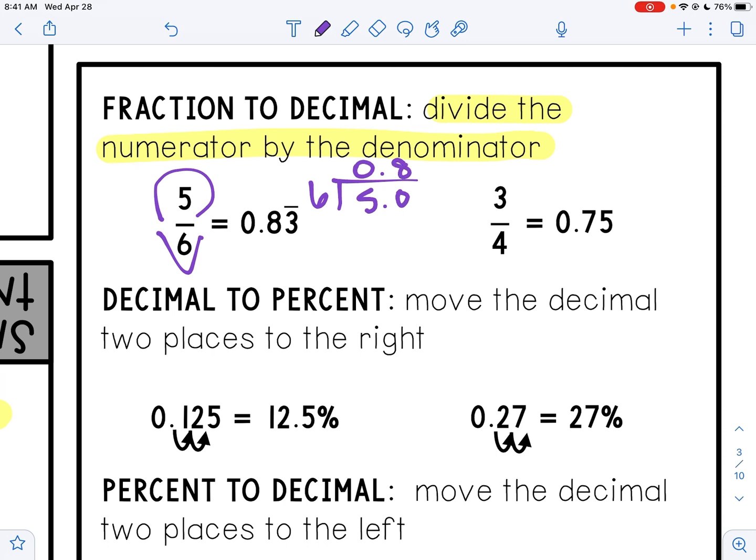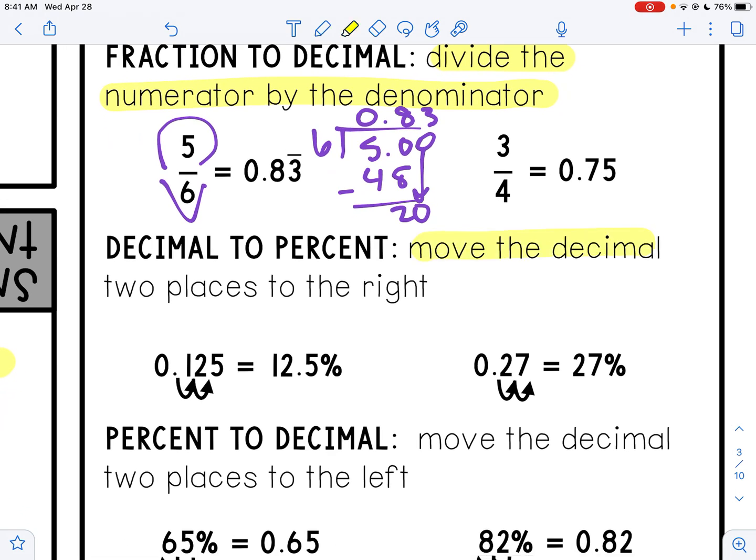6 can go into 50 8 times. 6 times 8 is 48. I subtract and get 2. I have to add another 0, bring it down, and we're just going to be repeating this whole thing. So 5 over 6 is equivalent to 0.83 repeating. Same thing with 3 over 4. We're not going to do it, but you turn it into a decimal the exact same way.